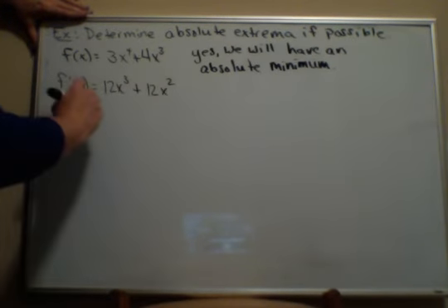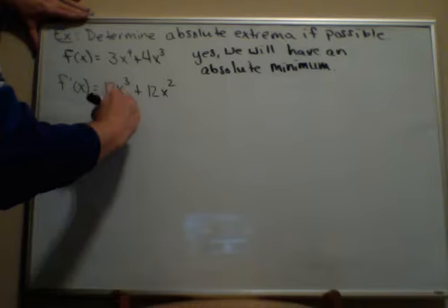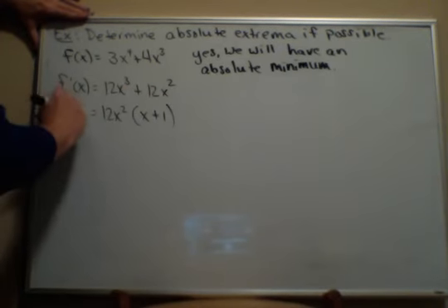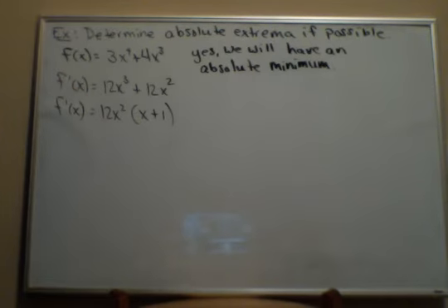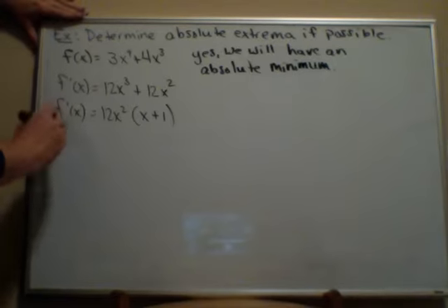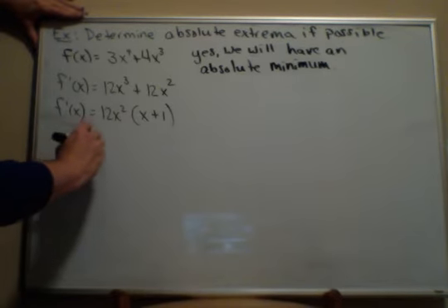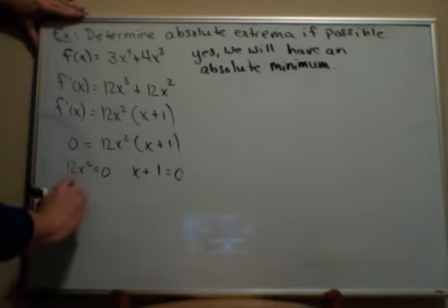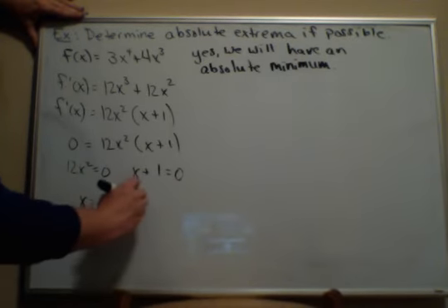And I might even go so far as to factor that out to leave me with 12x squared times x plus 1. Because I know in order to find those turning points where they are, we have to find out where the tangent line to this function is horizontal. So we want to know where the slope is 0. So we're going to set that derivative equal to 0, or 12x squared equals 0, x plus 1 equals 0. So in this case, we get x equals 0, x equals negative 1.